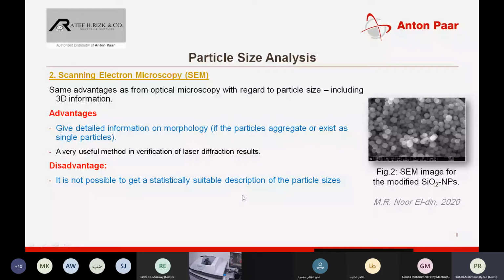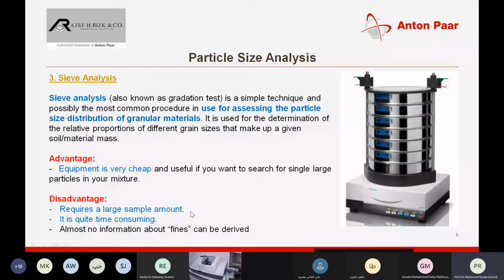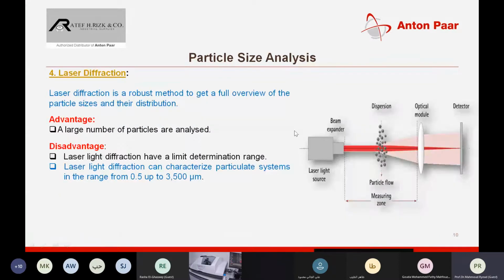Fourth technique, laser light diffraction. Laser light diffraction is a robust method to get a full overview of the particle size and their distribution. Advantage: a large number of particle sizes can be analyzed. Disadvantage: laser diffraction can characterize particle systems in the range from 0.5 up to 3050 micrometers.